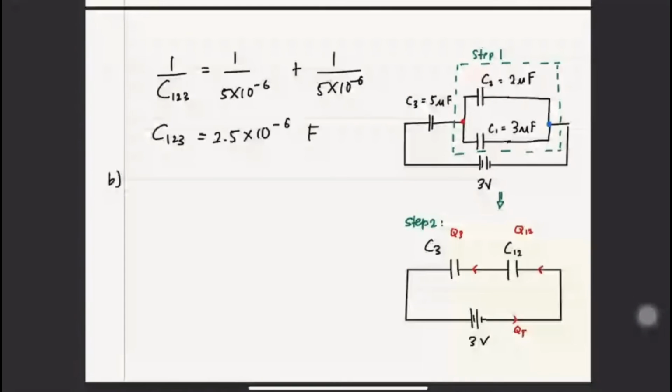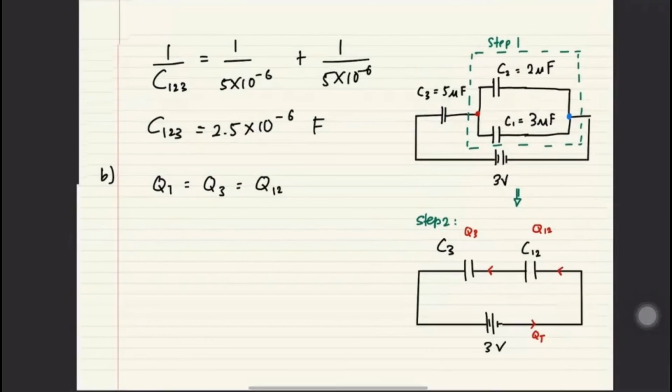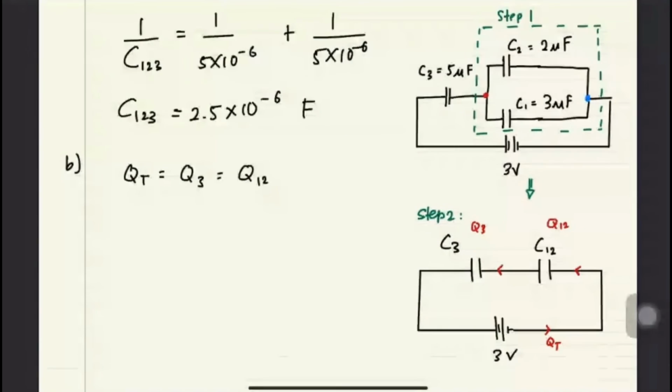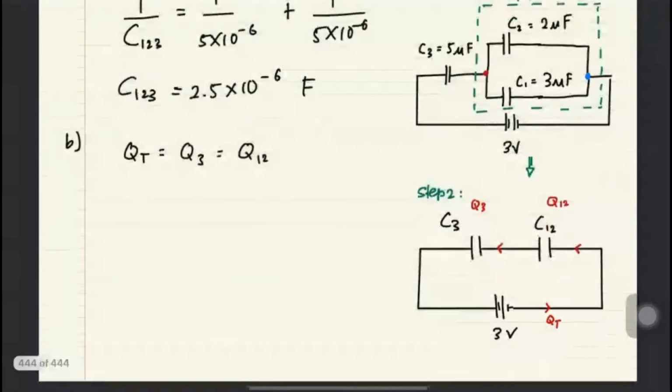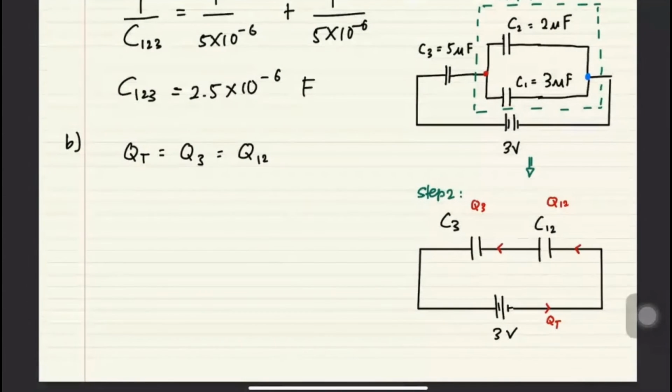Okay, so maksudnya I can say that Q total is equal to Q3 is equals to Q12. Agree or disagree? Agree, eh? So as long as I can find the Q total, then I can straight away know my Q3. Okay, if I want to find Q total, then this one you have to use a different formula. Formula apa nak pakai?